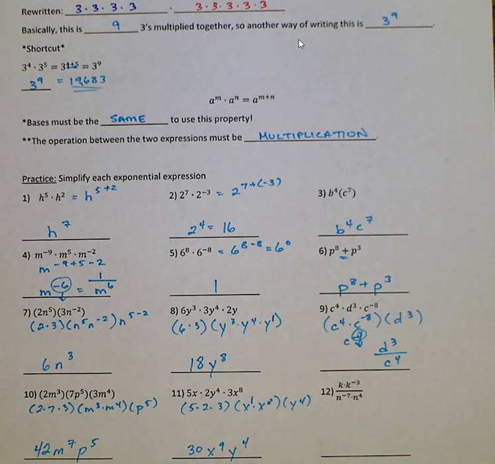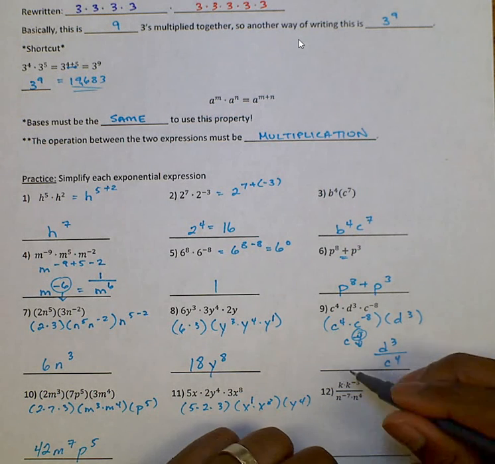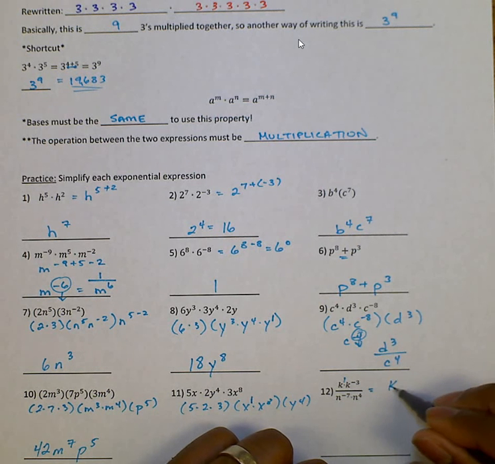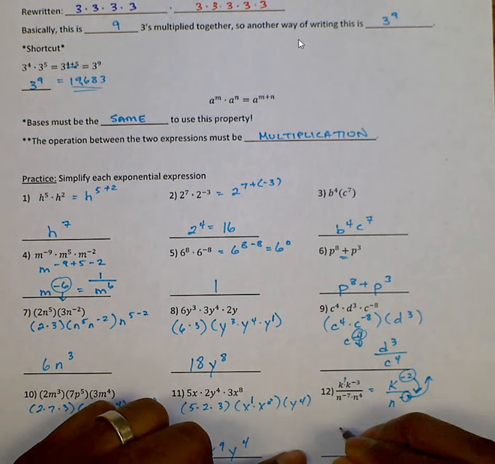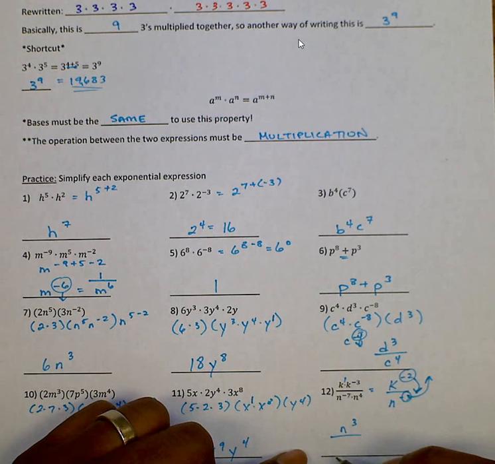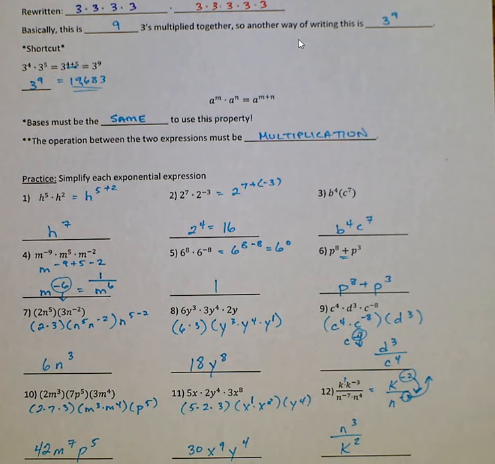Number 12. I look at this, I have k to the 1, so as I simplify this, I have k to the negative 2 up top. I'm going to have n to the negative third on the bottom. Both negative exponents, they need to move. So now I have n to the positive third up top, because the base is connected with its exponent, k squared on the bottom. Again, base is connected to its exponent. And there we have it.